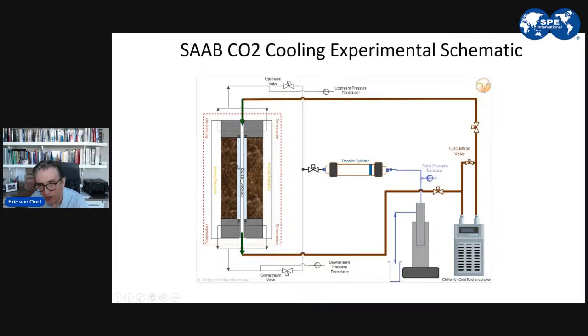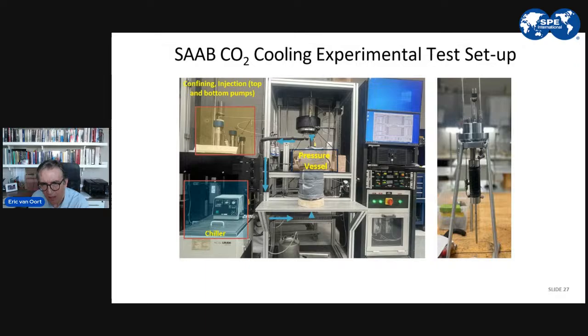So let me show you the results of this, and they're pretty amazing. This is the actual setup. So here you see the pumps that we use for confining and injection. Here's the pressure vessel kind of taken out of the actual triaxial vessel. Here's our chiller. We're circulating coolant. And here's our sample.